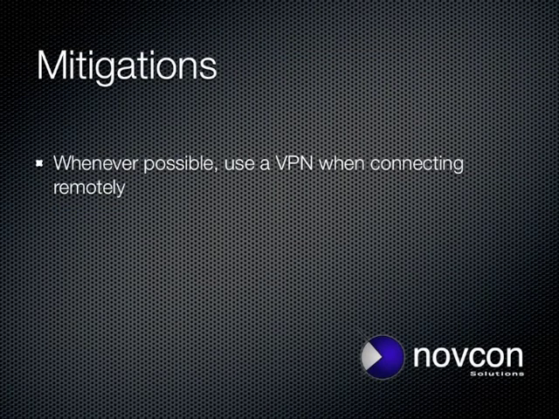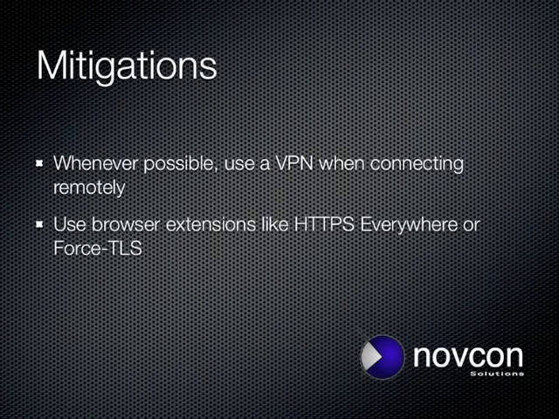Whenever possible, use a VPN when connecting remotely. Specifically for work users, if you're connecting from a coffee shop or a hotel back to your work network, make sure that you're using a VPN so that all of your traffic flows through that encrypted pipe and not out in public view. Whenever possible, use browser extensions like HTTPS Everywhere or Force TLS. These extensions force you to use the secure versions of services if it knows about it and if they're available. For instance, for Google, it would force you to use the encrypted versions of Google services instead of the standard HTTP URLs.